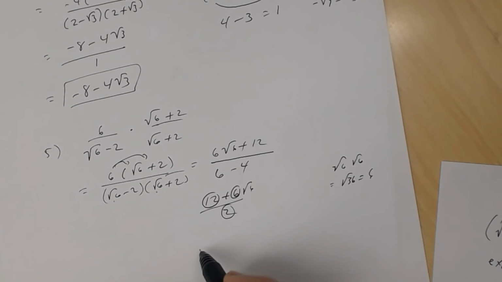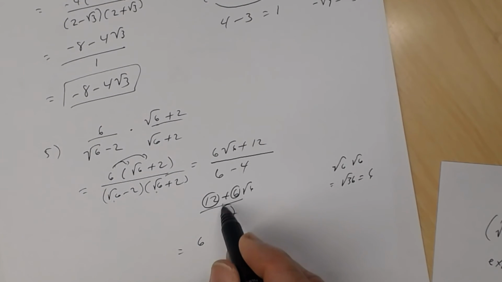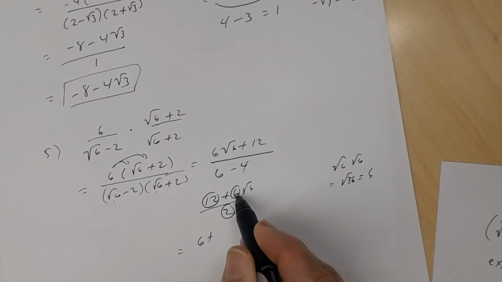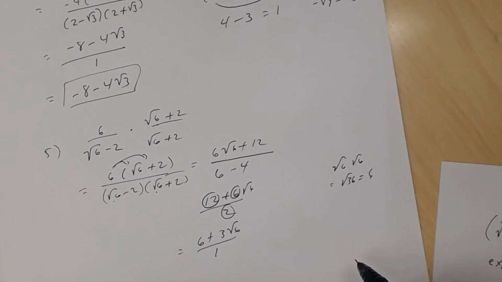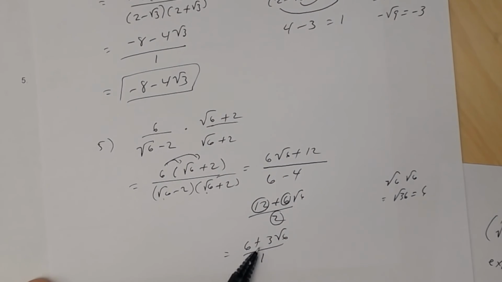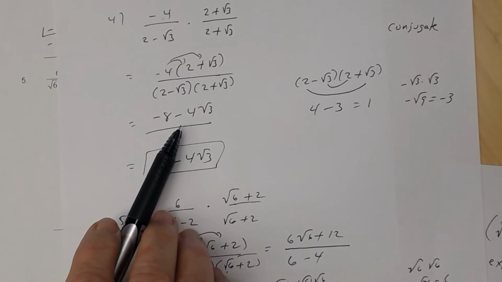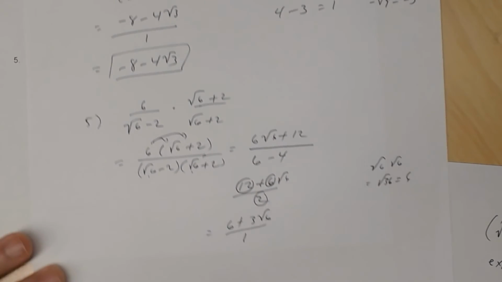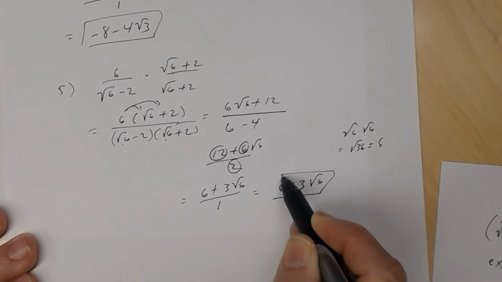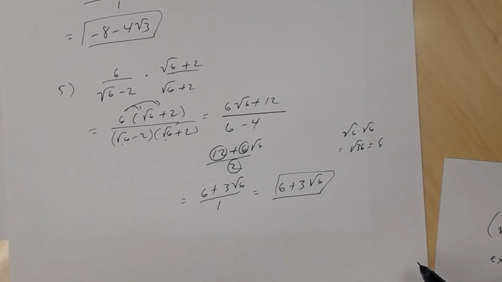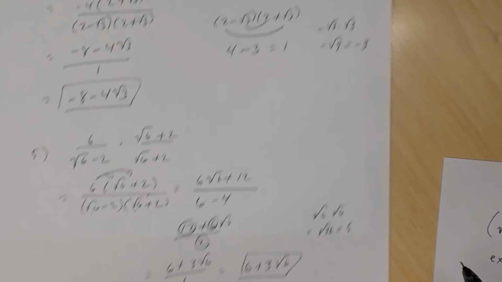So 12 divided by 2 is 6, plus 6 divided by 2 is 3. So I get 3 square root of 6. And then 2 divided by 2 is 1. But remember, this right here looks now like this. So you want to rewrite it as just 6 plus 3 square root of 6. Okay? All right, so that's number 5.